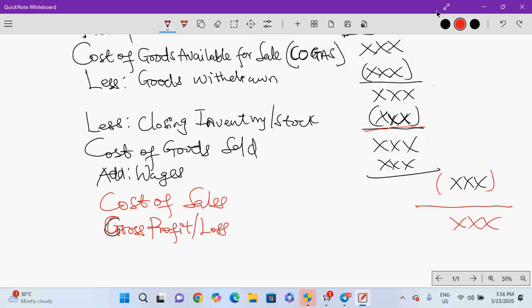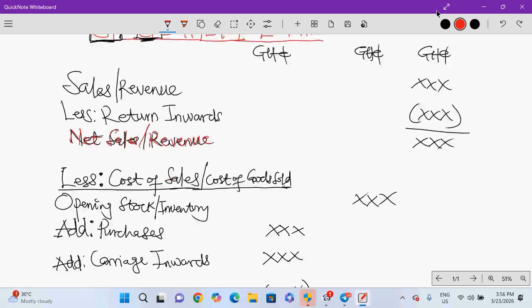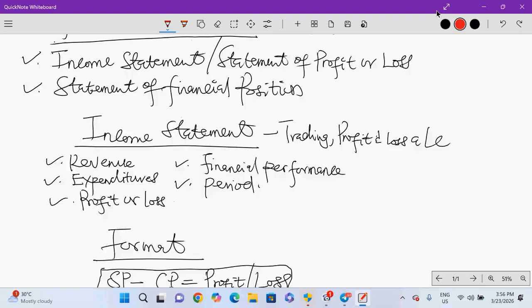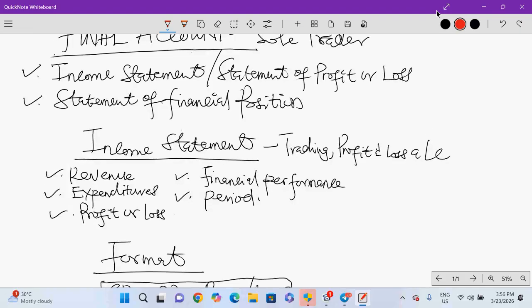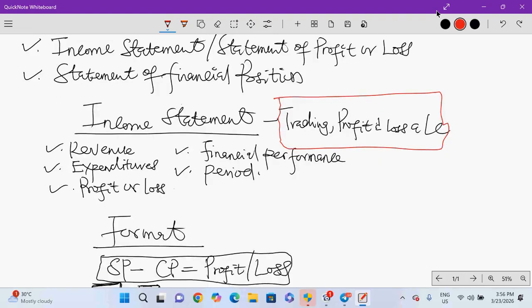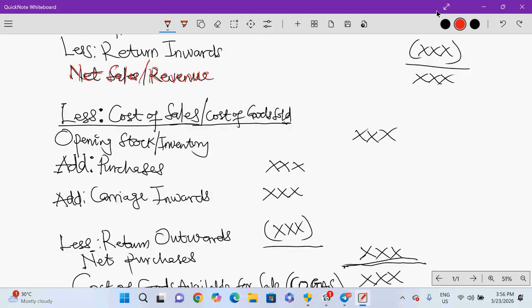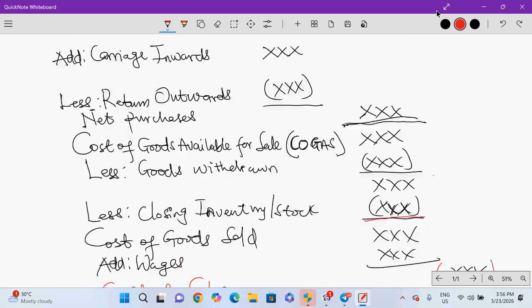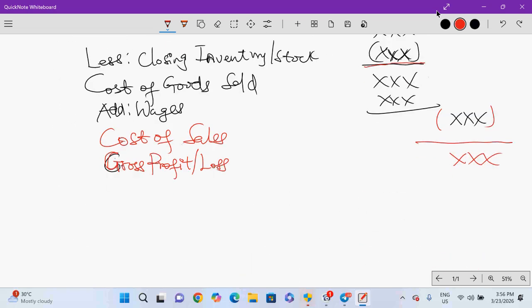Warehousing expense. Okay. So now the whole thing is about the trading profit or loss account, right? The trading part is up to the gross profit, and then the profit and loss would follow downwards. So here the trading part ends. This is the last part for the trading.